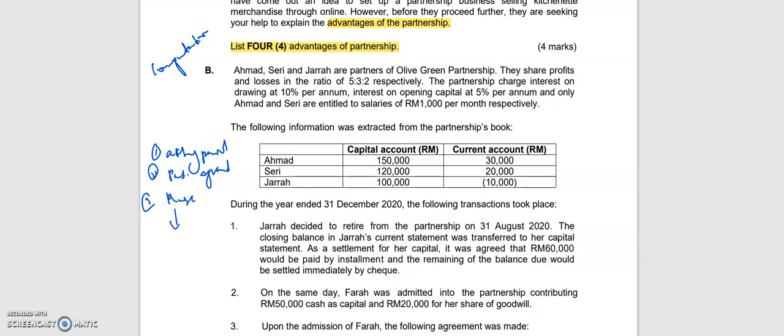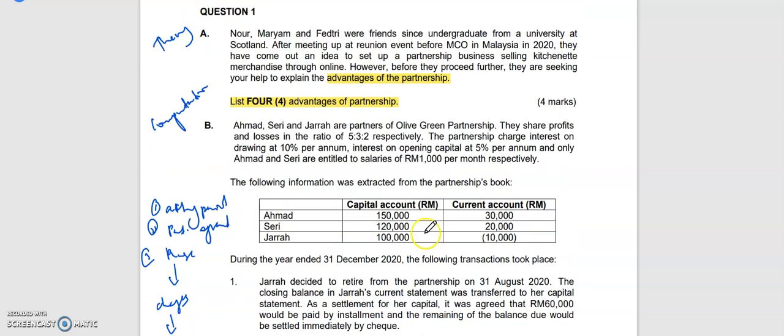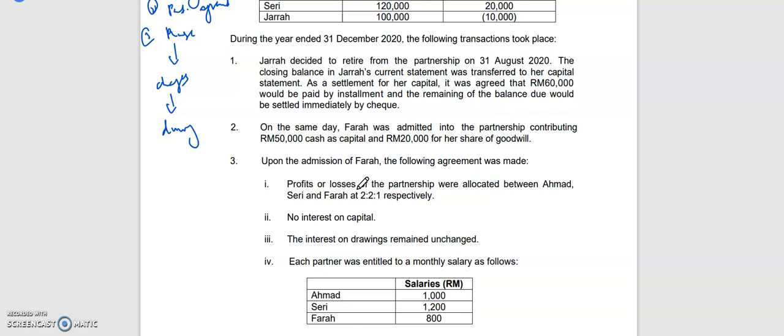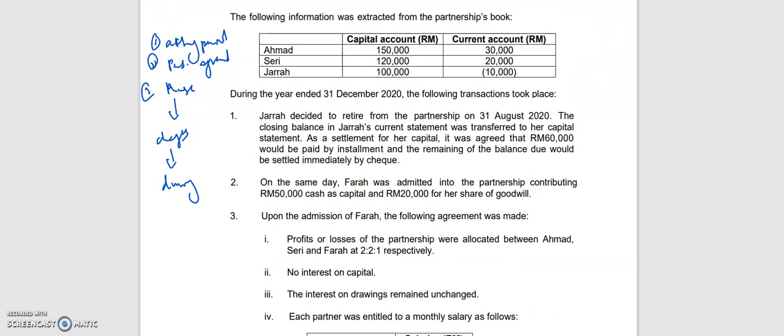So here we have changes, and the changes happen during the year. Okay, so when we talk about changes, there might be additional of partner join the business or old partner leaving the partnership. Okay, so let us start preparing the goodwill account. So let us find any information regarding the goodwill. Is there any information regarding goodwill, class? Which one? Number 2. Okay, let us look at number 2.